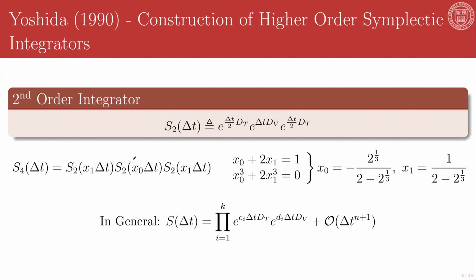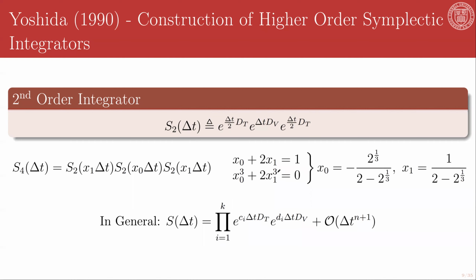So the idea here is that you are alternating between propagation of the coordinates and propagation of the momenta back and forth using various scalings of the time step in order to preserve the overall symplectic structure. In the case of the fourth order integrator, you can set up this algebraic system. X naught plus 2x1 has to equal 1. X naught cubed plus 2x1 cubed has to equal 0.